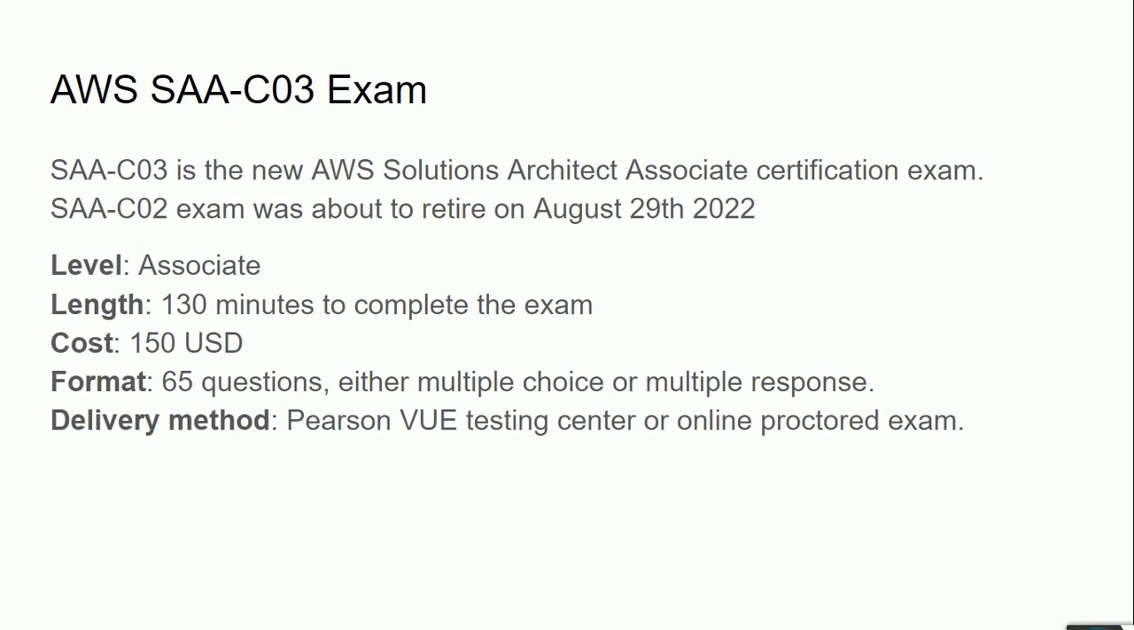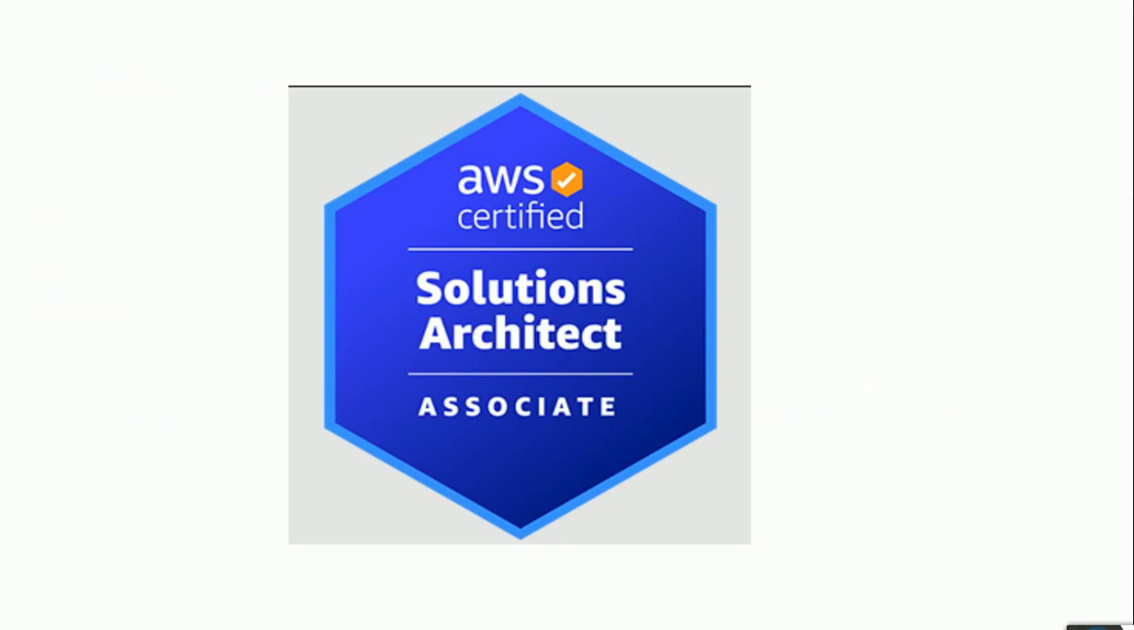You can go to the local Pearson VUE exam center, or else you have the online exam facility as well, where the proctor will monitor you using a webcam, and once your exam is completed, they will submit your examination. So this is basically the exam format of the Solution Architect Associate. And this is the certificate badge you get if you appear for the exam and pass it.